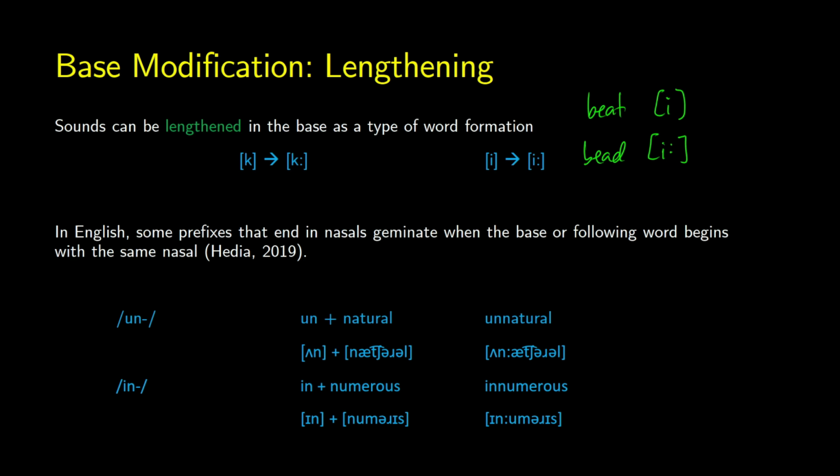In English, we also see this with some words that have a morpheme being attached to them, and we see this at the boundary point. So, for example, with unnatural, we don't say the N twice, so we don't say un-natural with two separate Ns. Instead, we just make this N longer and say unnatural. Or innumerous, not in-numerous with two Ns, just innumerous. So we're lengthening that N instead of repeating the sound twice.